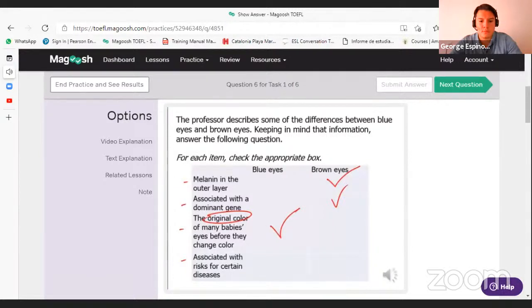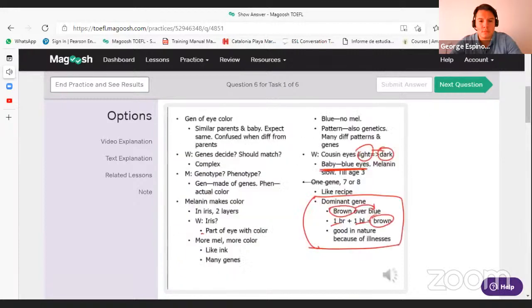Associated with risks for certain diseases. Well, at the very end of the lecture, the professor says that brown eyes are dominant because they are beneficial, they are good in nature, because there are many degenerative diseases, illnesses, associated with blue eyes. So illnesses from blue eyes mean that they are not a good thing in nature.